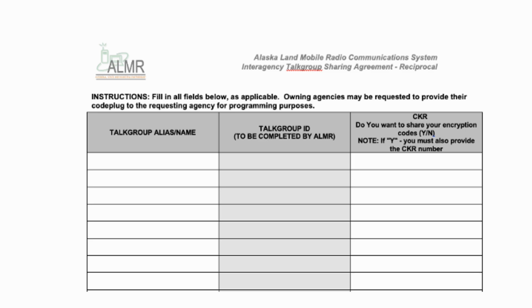When the form is completed, each agency will sign under each column on page 1 in the case of reciprocal agreements. If the agreement is not reciprocal, only the owning agency must sign the form. Ensure that the contact name for each agency on page 1 of the form is an authorized point of contact. Please note that any conventional frequencies that may be licensed to individual agencies also require written agreements to share per FCC regulations. These agreements are outside the scope of the ALMR system.